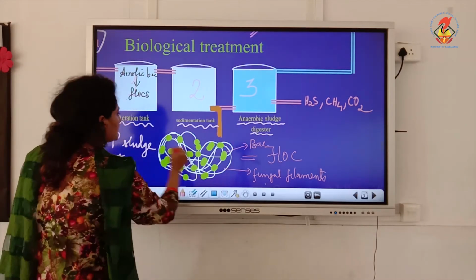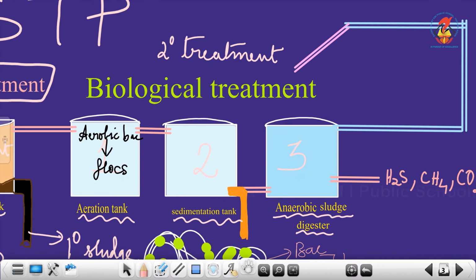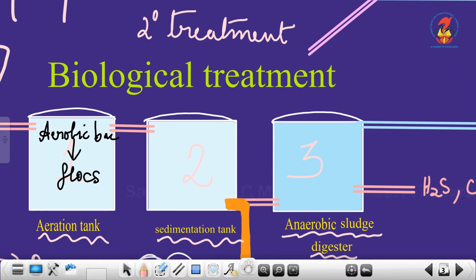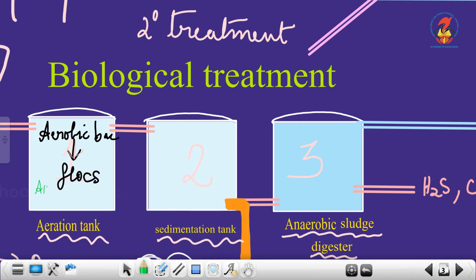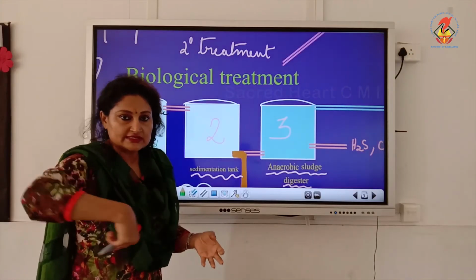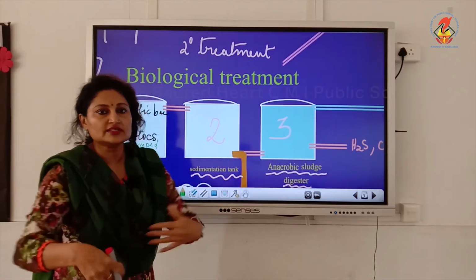So the conditions prevailing in the first tank, called the aeration tank, promote the vigorous growth of aerobic bacteria into flocks. Clear? Now to create this condition, what is done? Air is pumped. So what are the requisites? Air should be pumped, and not only that, it is constantly mechanically agitated. Agitated in the lab, and how do we do agitation? By stirring. Here also there is some stirring so that it gets aerated.